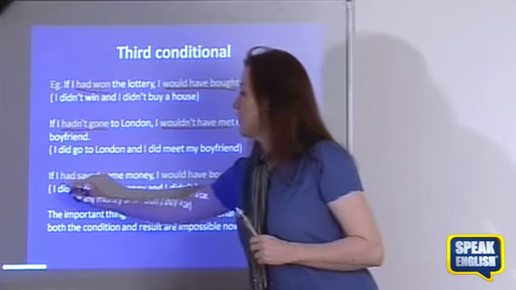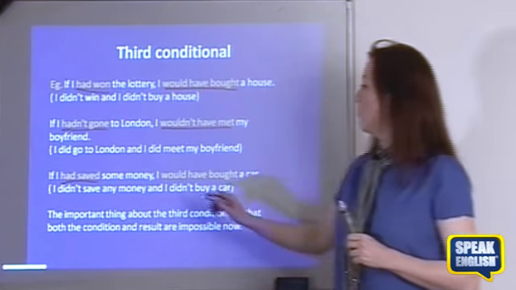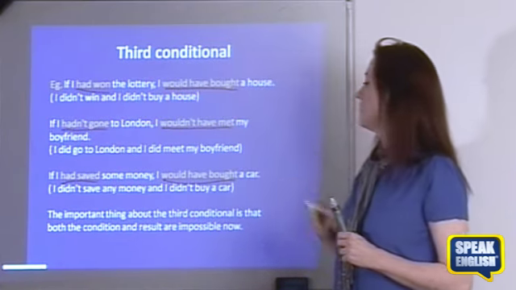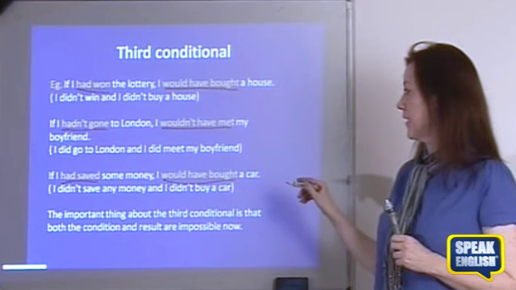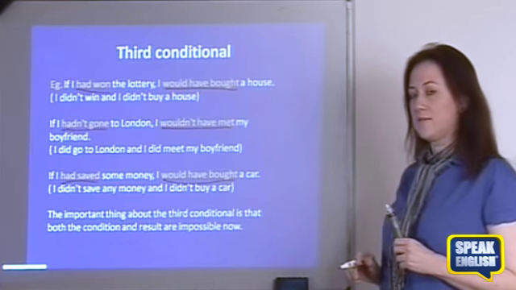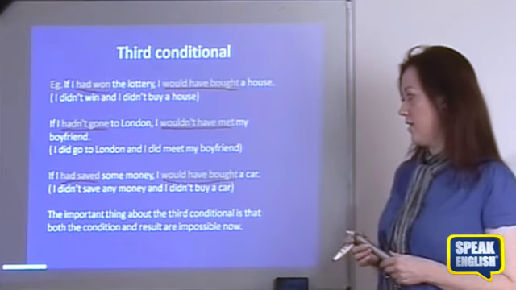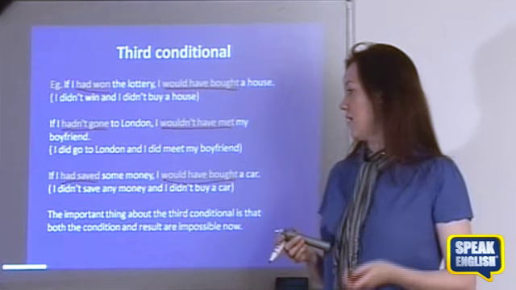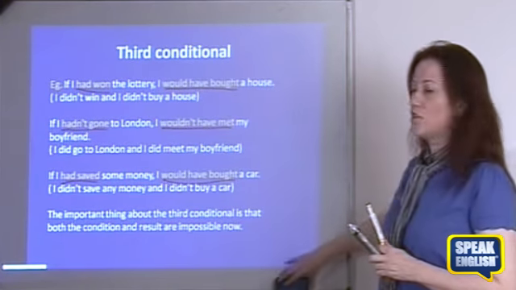If I had saved, past perfect, some money, I would have bought a car. Would have, past participle. But this means that you didn't save any money and you didn't buy a car. The important thing about the third conditional is that both the condition and the result are impossible now. It's not possible to change the past.